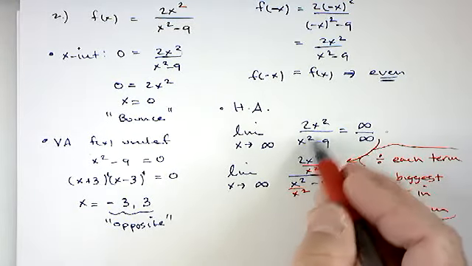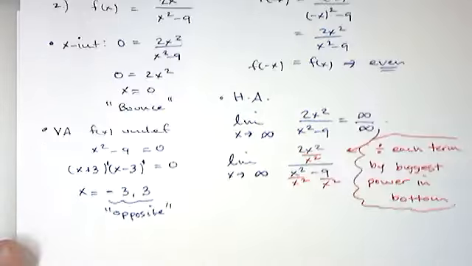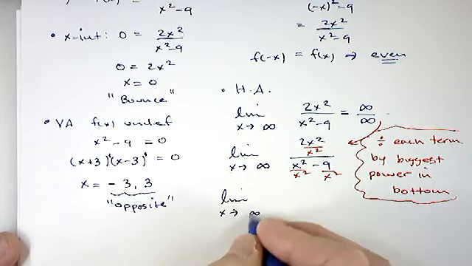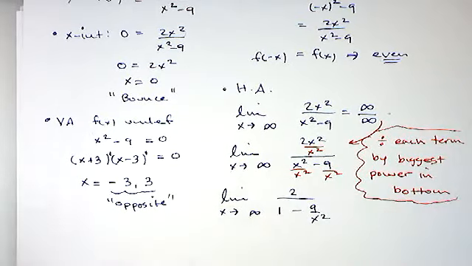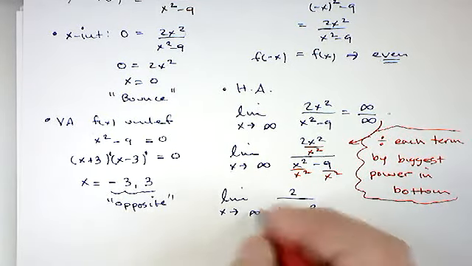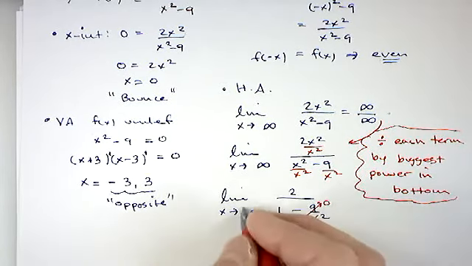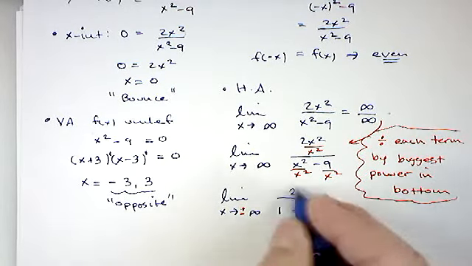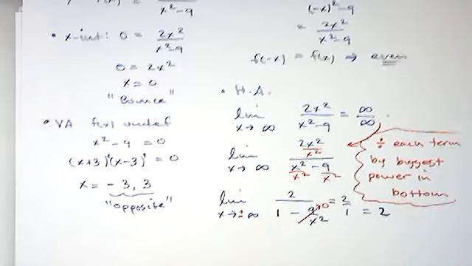Now, the biggest power on the bottom is x squared. That's the same as the biggest power on the top, but there will be a situation when that does matter, when you want to stick with the bottom instead of the top. That's coming later down the road. Now if we rewrite this, this is 2 over 1 minus 9 over x squared. It's easy to see now that if x goes to infinity, 9 over infinity squared is going to be 0. Or if x went to negative infinity, 9 over negative infinity squared is going to be 0. So that leaves me with 2 over 1. My answer is 2.